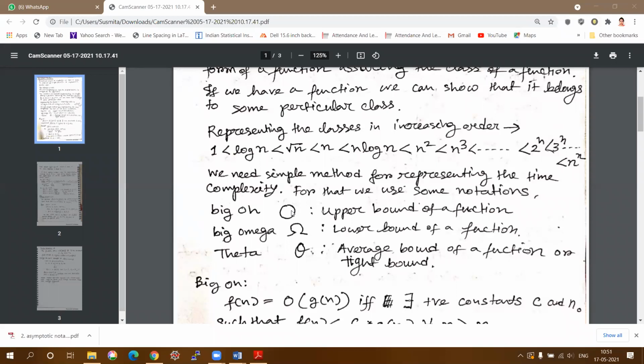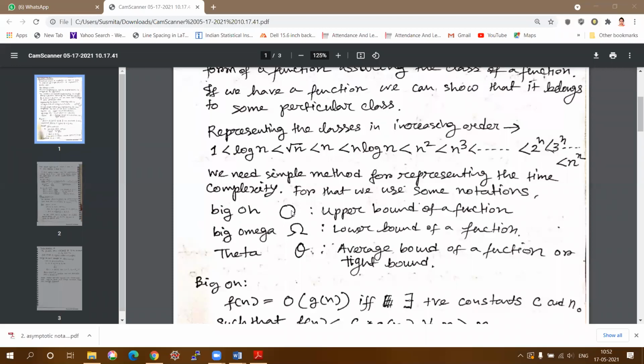If I want to represent a function using its upper bound, then we take the help of big O. If I want to represent the lower bound of a function, then we take the help of big omega. And if I want to represent a function exactly, with the exact value, then we take the help of theta. Theta is the most precise way of representing a function. In general, it sounds good that we represent not the maximum, not the minimum, but the exact value.